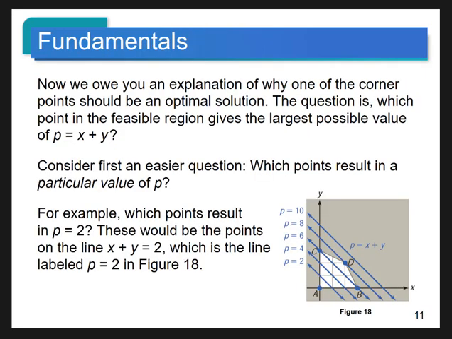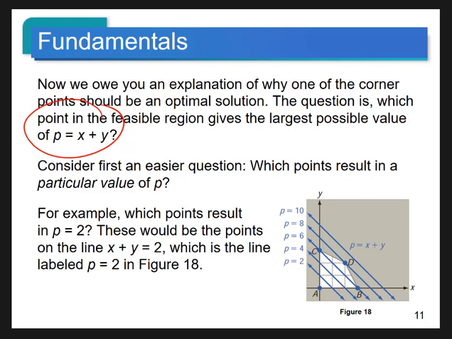So now why is it that the maximum or the optimal value has to occur at one of those vertices? Well, we're using linear equations, remember, so our objective function is going to be a linear equation. In this case, it's p equals x plus y. So whatever the value of p is, it's going to be a line with a slope of -1.